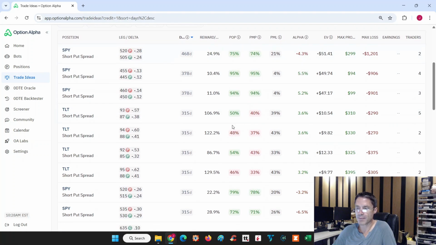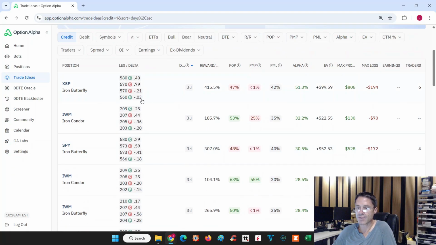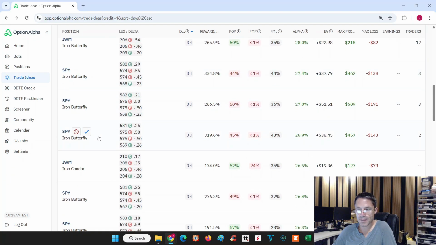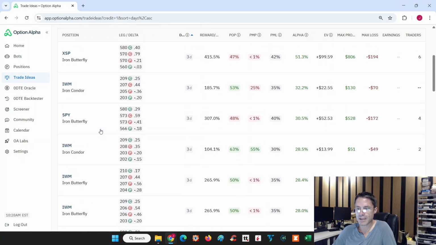So let's just see. I'm intrigued to see. Oh, these are the super long ones. Let's see on the shorter end. So yeah, they've got down to 3-day DTEs. XSP, IWM, SPY, and normally no stocks here yet. No, just the ETFs, but that's fine.